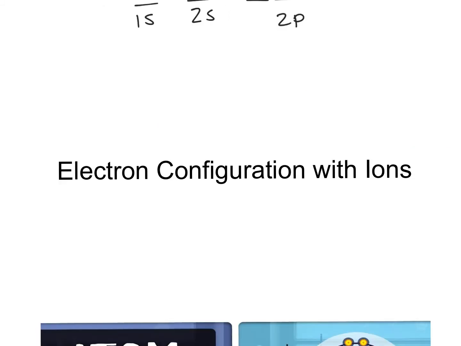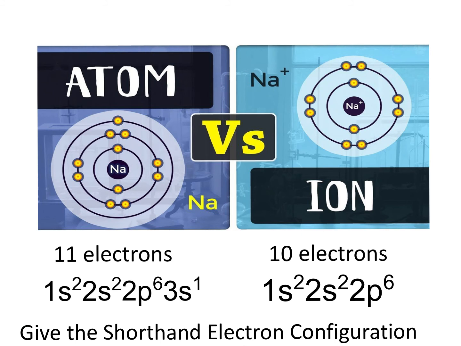So let's go into electron configurations with ions. Right away, we need to recall that an atom versus an ion, there is a difference in the charge. Atoms are naturally neutral. So when I ask for the electron configuration for an atom, your protons are always going to equal your electrons. All right, so if I'm working in sodium, I have 11 electrons and I have 11 protons.